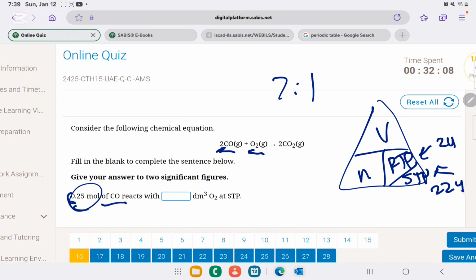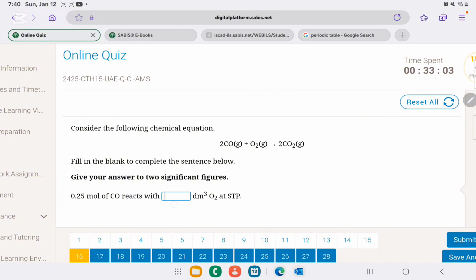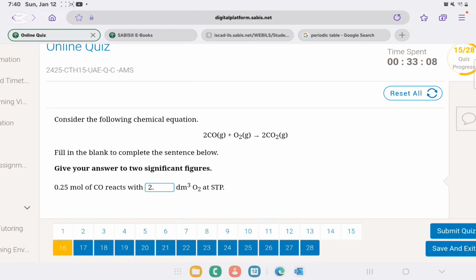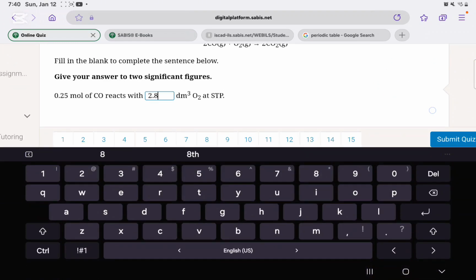So since it's 2 to 1, the number of moles of O2 is 0.25 divided by 2, which is 0.125. So O2's moles is 0.125, and we need to multiply that by 22.4 since it's at STP, so times 22.4, we're going to get 2.8. So 2.8. Now next question.